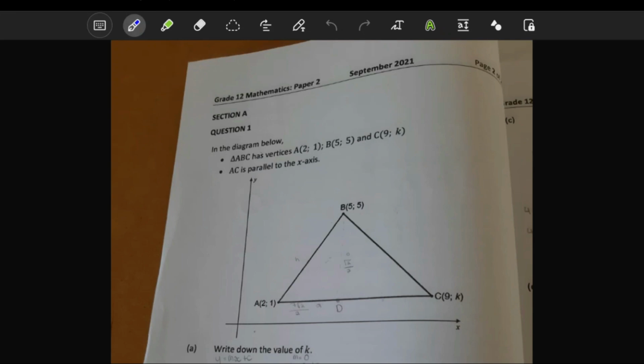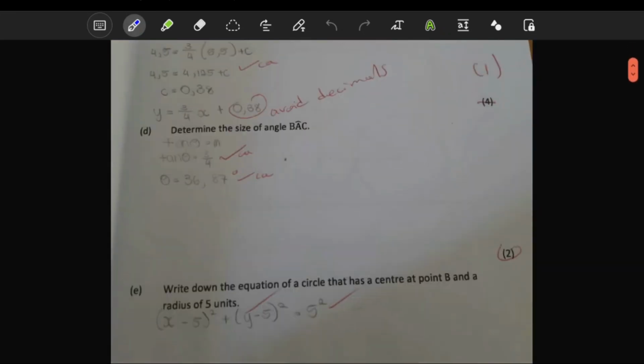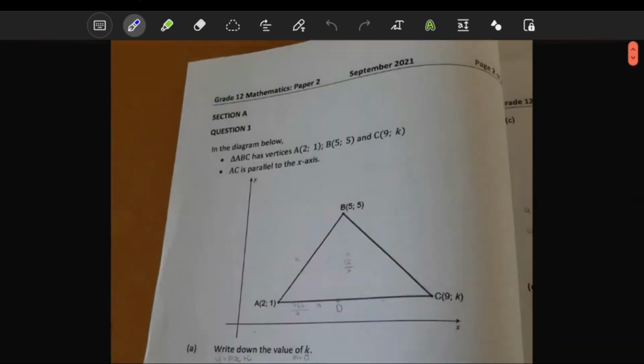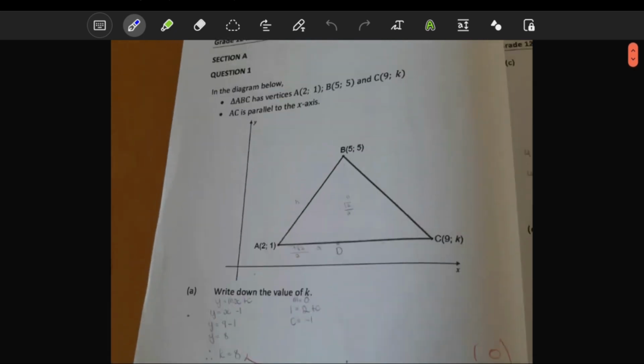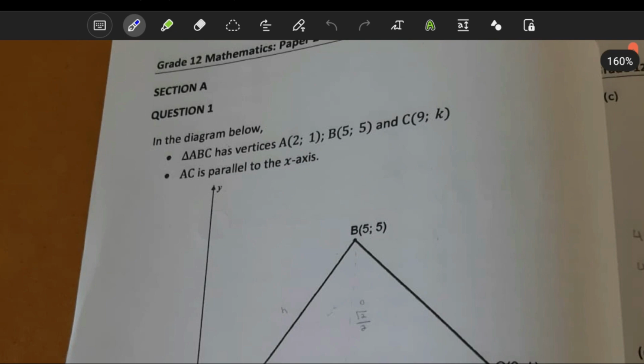Anyways, the purpose of this video is to just go through this paper, as in some of the questions that were not answered correctly, so I am not going to waste anybody's time. Anyways, it says here, question number 1, in the diagram below, triangle ABC has vertices A, B, and C here.